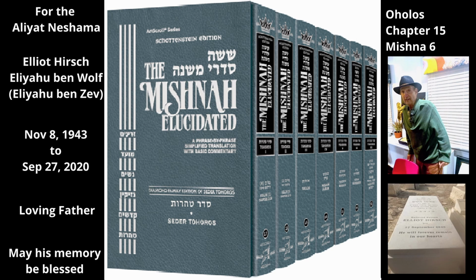It is not considered a dividing wall, but is simply the same as ordinary objects in the house, which do not block tuma in any way. The tuma spreads throughout the house, and the utensils are tame.